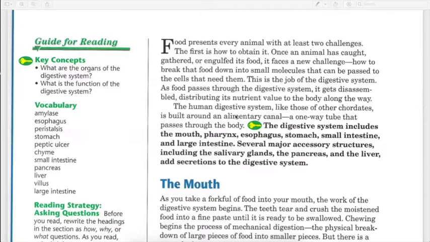The human digestive system, like those of the chordates, is built around an alimentary canal, a one-way tube that passes through the body. Key term here is key information. The digestive system includes the mouth, pharynx, esophagus, stomach, small intestine, and large intestine. Several major accessory structures, including the salivary glands, the pancreas, and the liver, add secretions to the digestive system. That is everything we just got done talking about in the notes, so that should not be new to you.